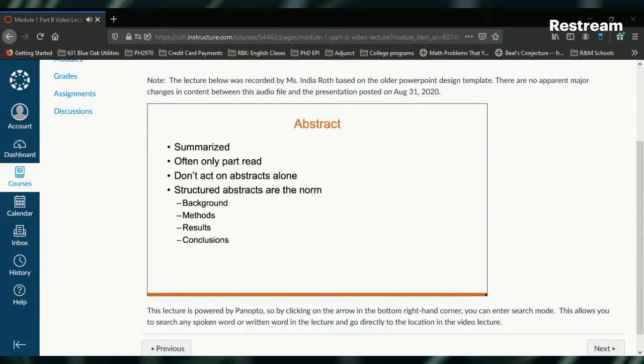The abstract includes the background with a research question, methods, results, and conclusions. Often it's the only part that's read, but don't act on abstracts alone.